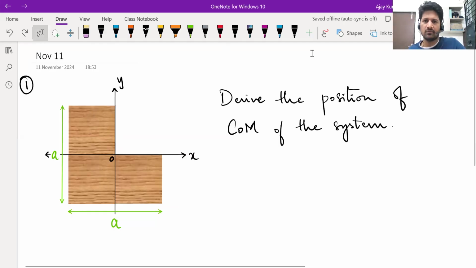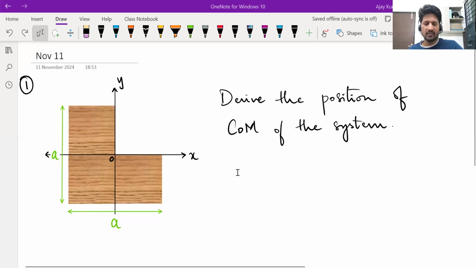Vanilla, how did you derive the position of center of mass? Okay, listen, all of you. Vanilla, you unmuted, but I'm not able to hear anything from your side.